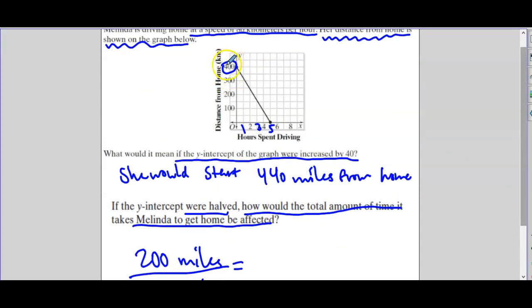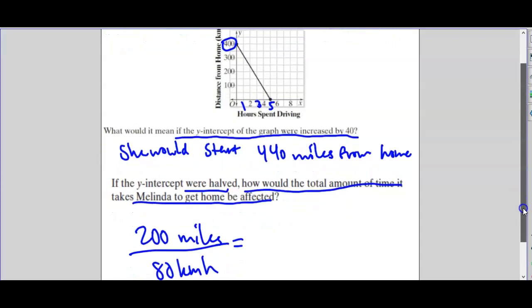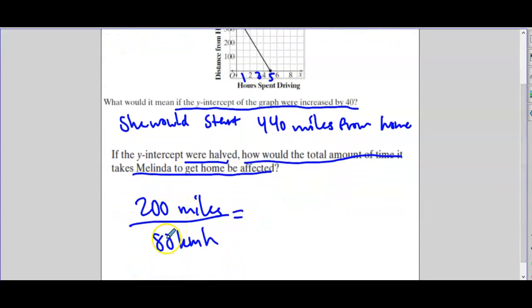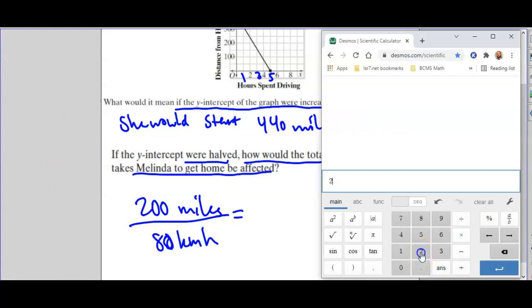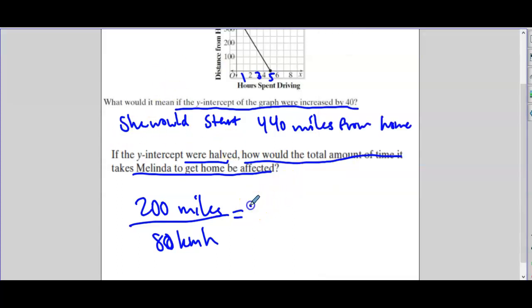Well, right now, if it's 400, it takes her 5 hours to get home. So if I cut the mileage in half, the y-intercept, if I start at 200 divided by the 80 that I'm looking for here, how would that change my overall measurement? So let's think about that and pull it up really quick here. If I take 200 divided by the 80 per hour, it would cut it in half and make it 2.5 hours for her to get home, which makes sense.